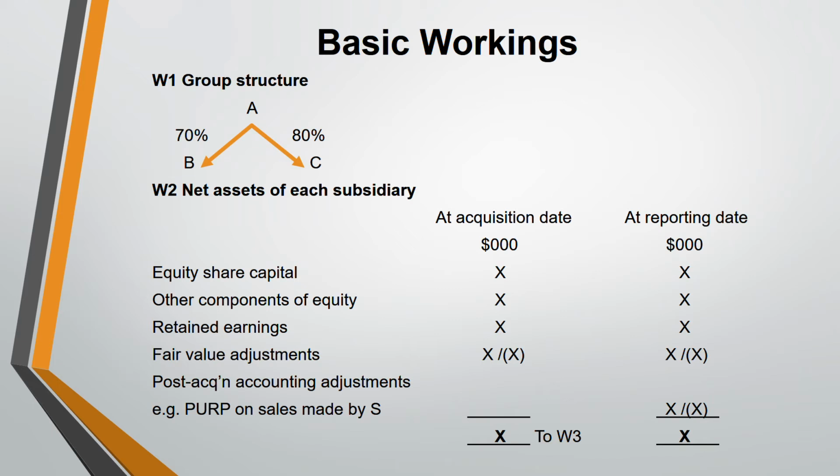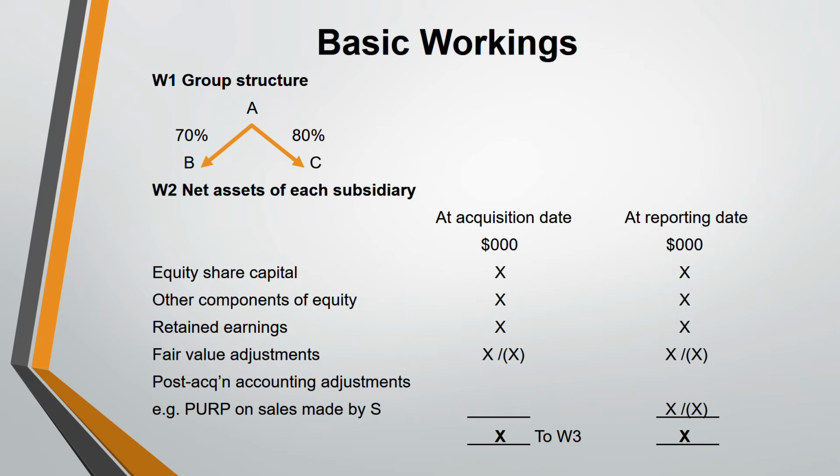Sometimes they will give you the fair value adjustment and you have to find the net asset at the acquisition date. Okay, so it could be either way. Be careful about it. But at the reporting date, net asset they will never give you. That you have to find out. Okay. So whatever you see as 2W3, that means it will go to working number 3. Whatever net asset you get at the acquisition date, that X will go to working number 3 under goodwill, because for goodwill you need this.